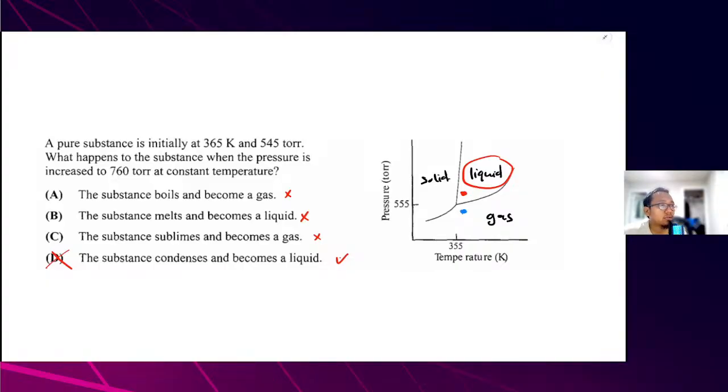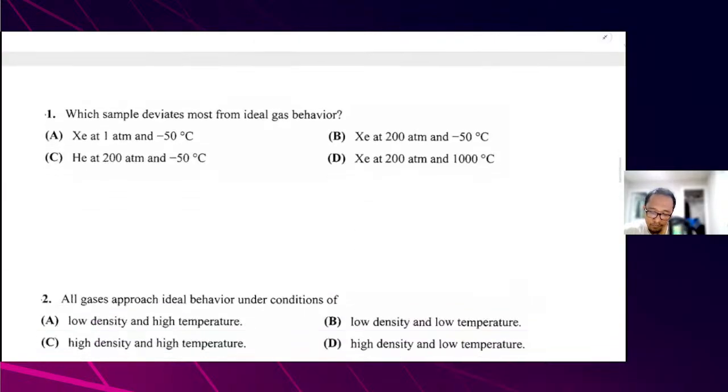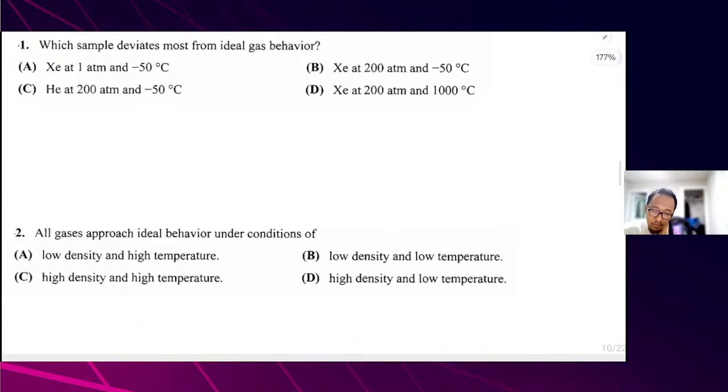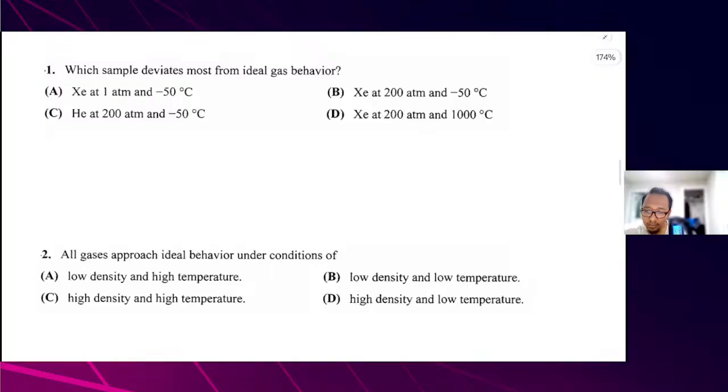Just remember the concept of the phase diagram, and then we can solve this problem easily. Alright, now we have the real question, and I need to take a break, and then we will start again later to deal with the real question.